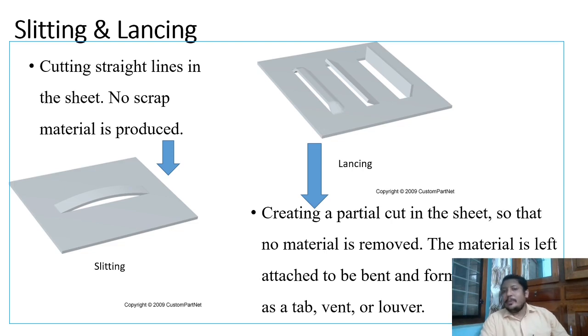You can see another operation, lancing. All three types of lancing are shown over here. Normally in decks or other areas, you can see these kinds of lanced components. You can see the material is left attached to be bent and formed into a shape, such as a tab, vent or louver. According to its use and need, you can use the sheet metal operation lancing in various applications wherever it is required.